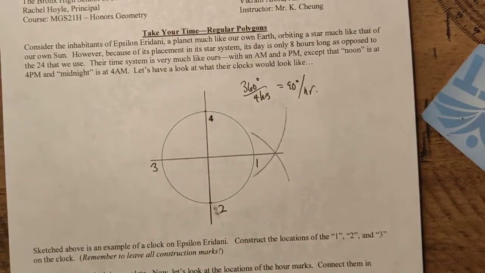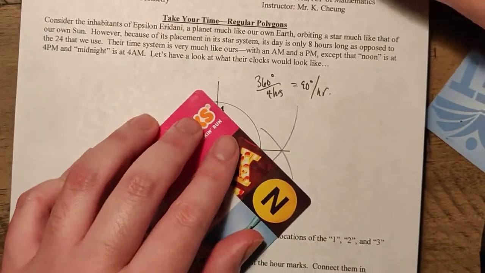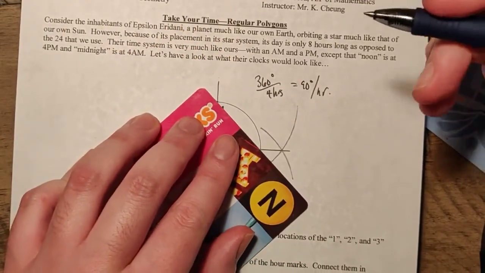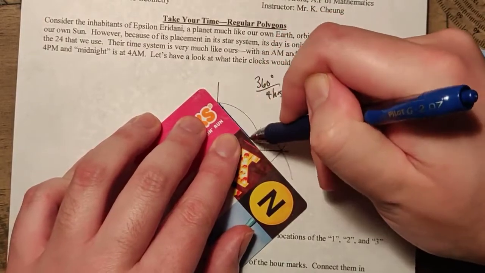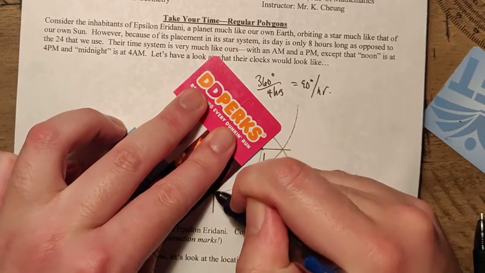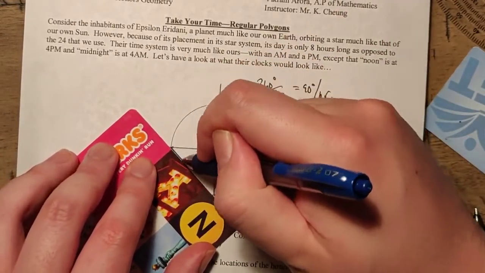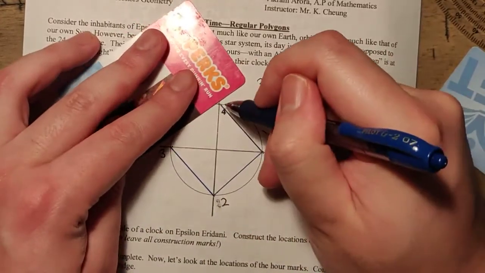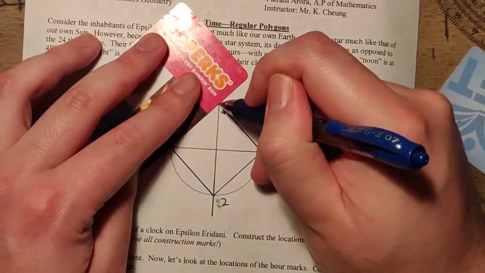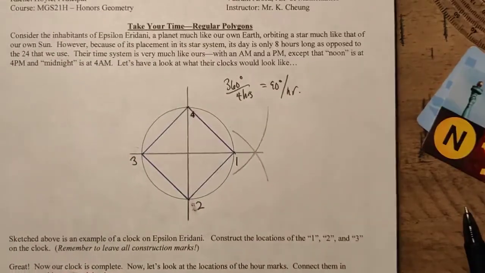So now we can connect these points with the compass and straight edge. Let's go ahead and do that, connecting each of these in order. I'll do 4 to 1, 1 to 2, 2 to 3 here, and 3 to 4. Okay, so we have ourselves a blue quadrilateral here.